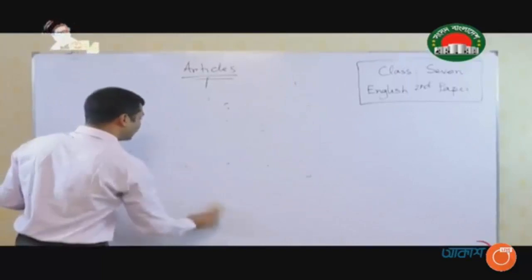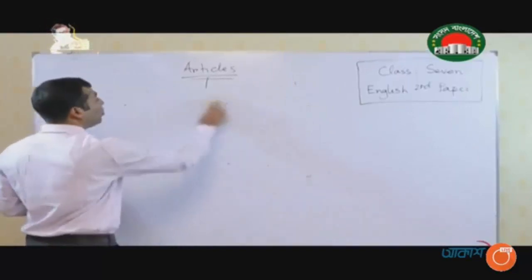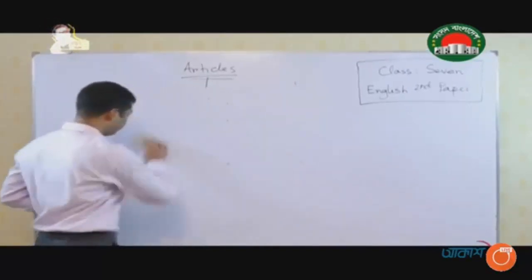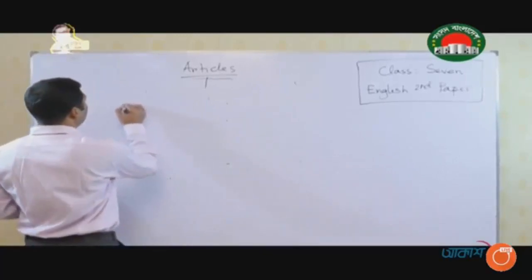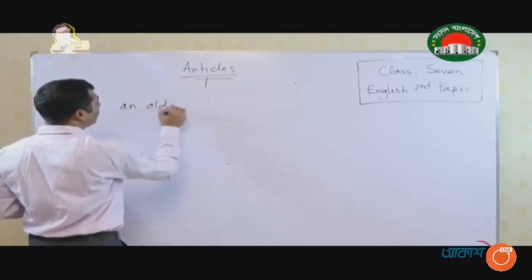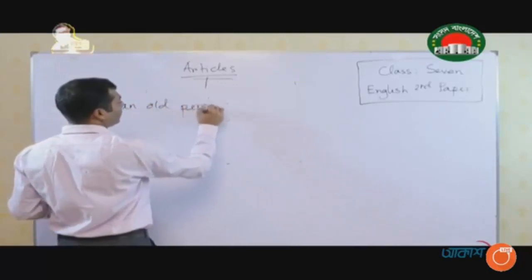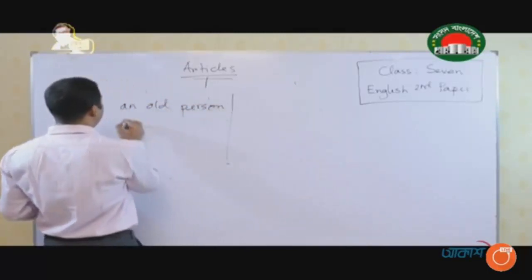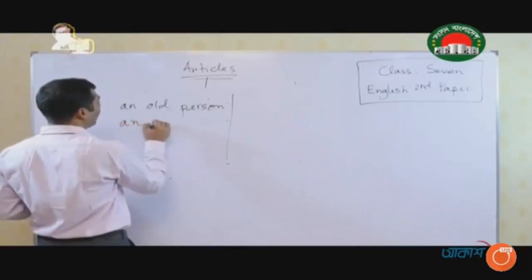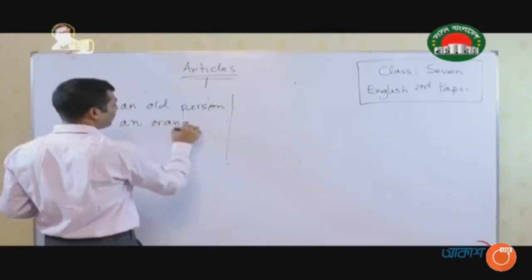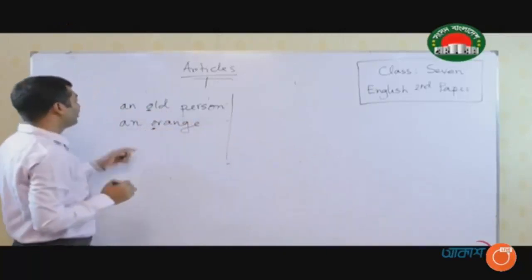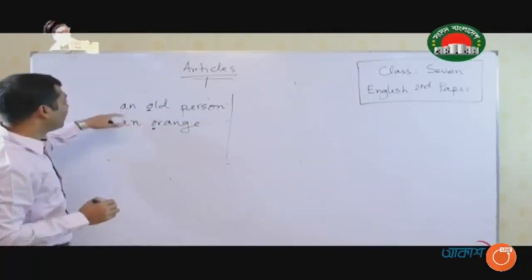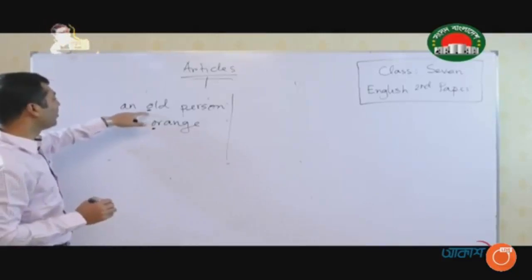You know there is a vowel O. For example, an old person, an orange. So O is a vowel and we have used the article an here as it is a vowel sound.